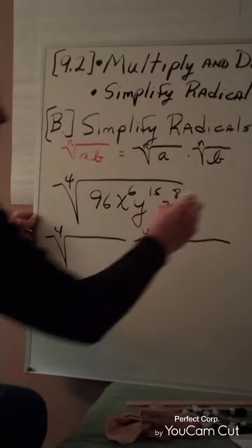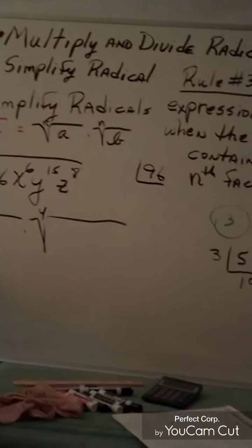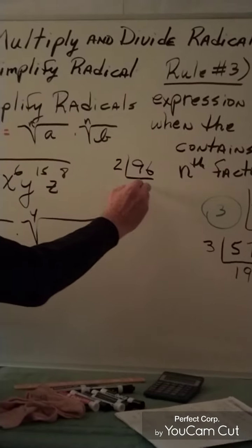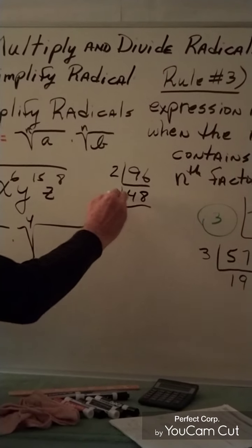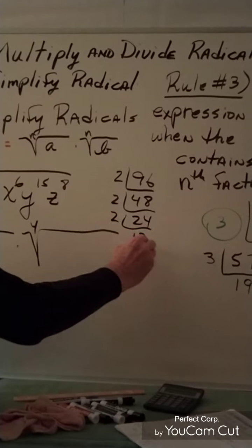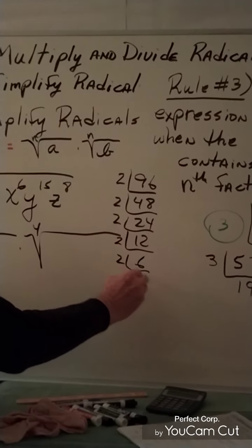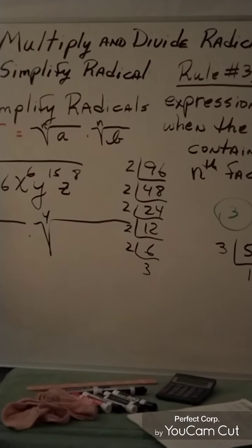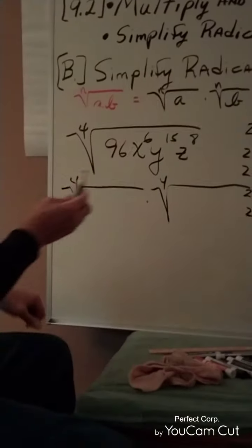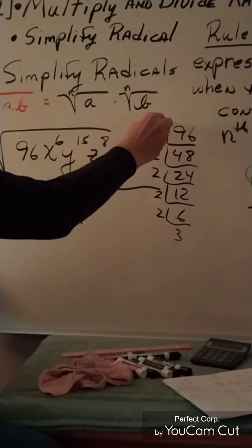Start with 96. Divide by 2. 48. Divide by 2. 24. Divide by 2. 12. Divide by 2. 6. Divide by 2. 3. The index is 4. We need 4 of a kind. We have 4 of a kind right here.